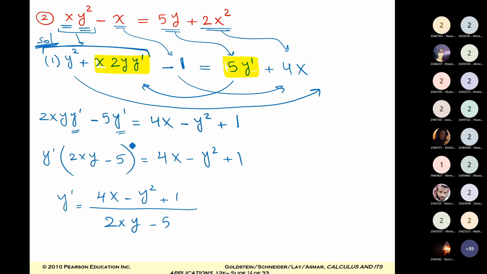هذا كله بنحطه في المقام هنا. نقسم الطرفين، يعني راح نحطه في المقام. Okay, so this is the y prime. Any question?